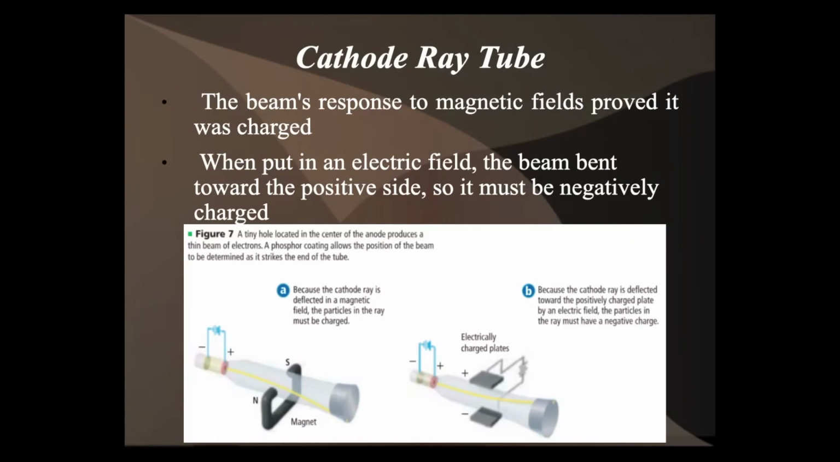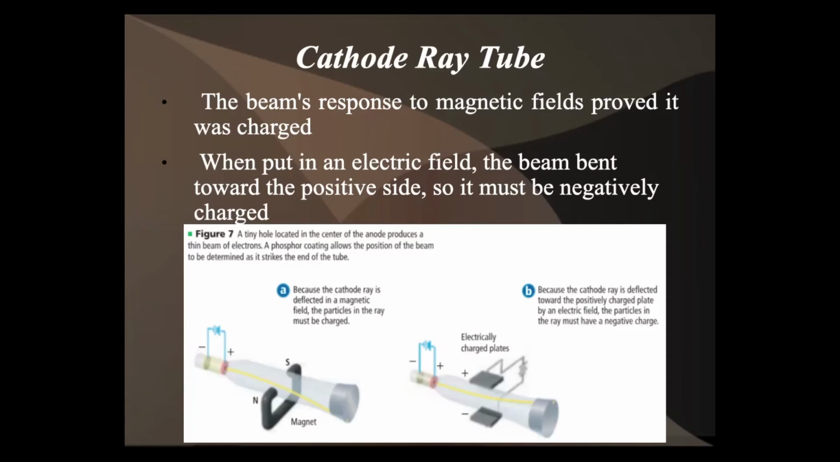And so if it moved to the positive plate, what charge would it have to have? Negative. That's right, opposites attract. So opposite charges attract, so positive attracts negative, and vice versa. And so if it moved to the positive plate, the beam must be negatively charged. And so he knew that it had a negative charge based on those experiments. Now, how much of a charge did it have? Well, he couldn't answer that question, but he knew it was a negative charge.